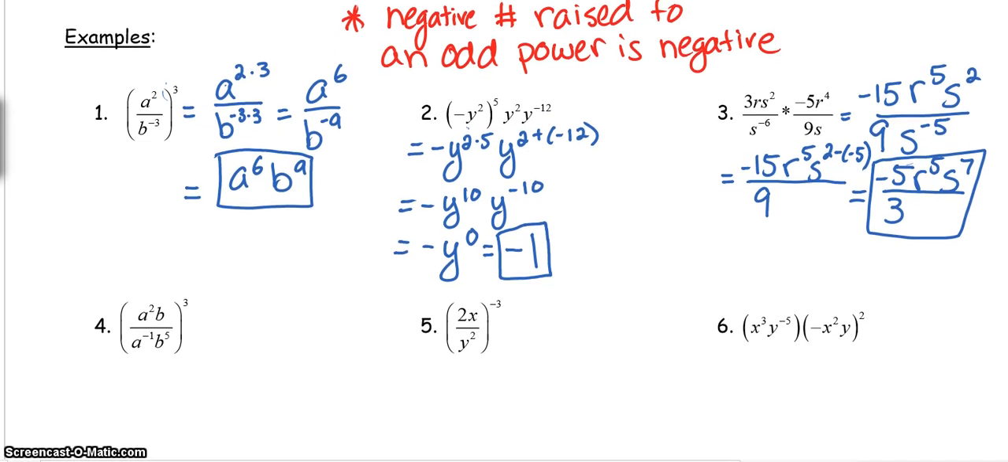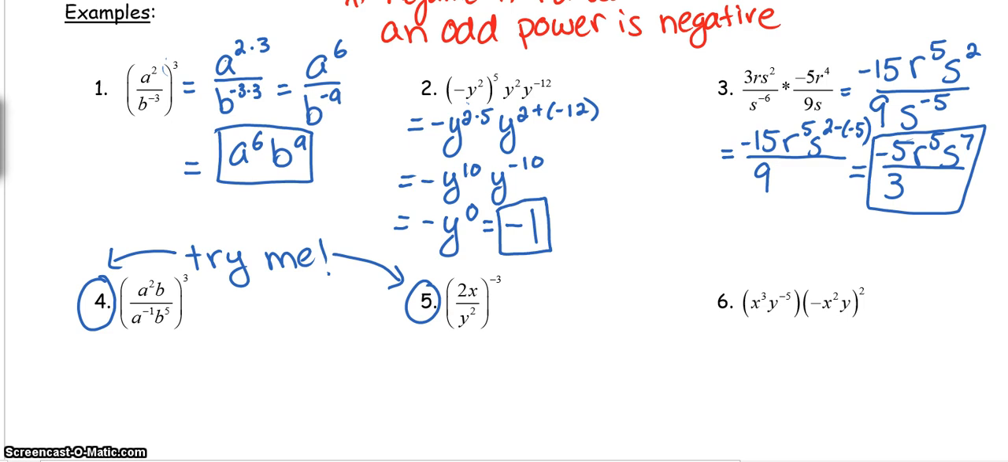So we're going to skip over 4 and 5. I want you to try those two on your own. And then we'll go over them in class tomorrow. So make sure you do those. And we're going to look at number 6 together for our last problem.